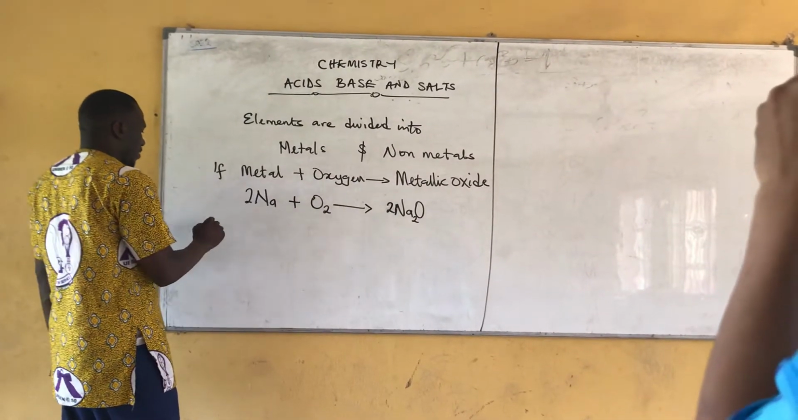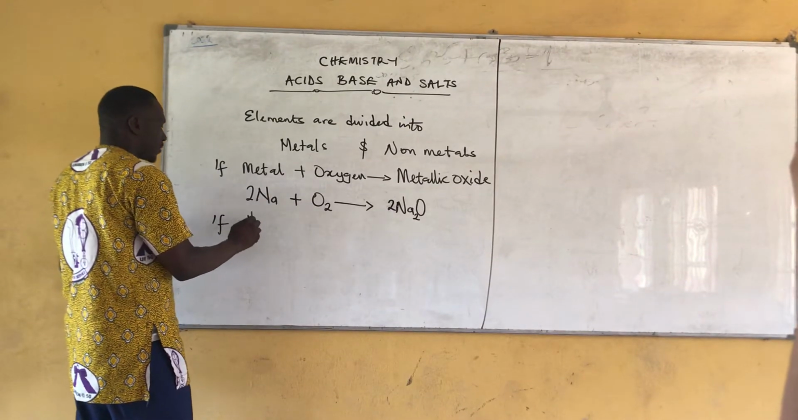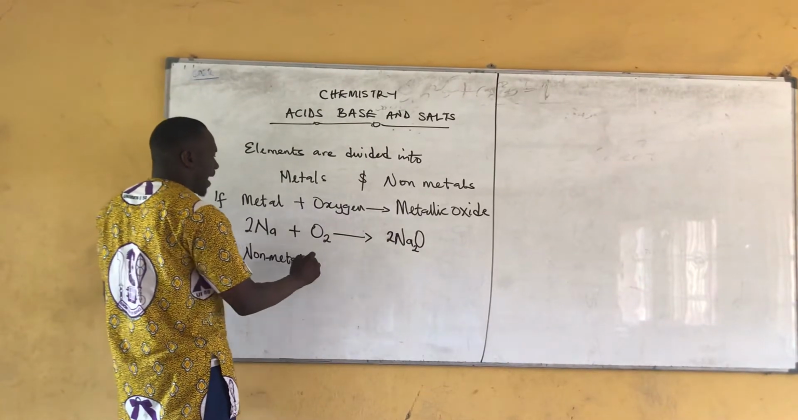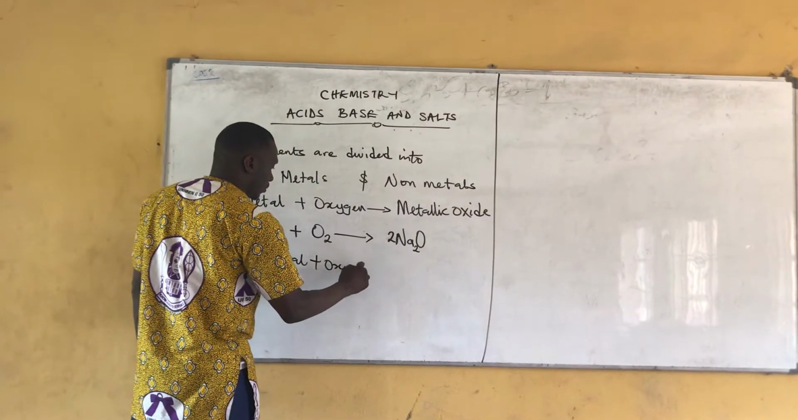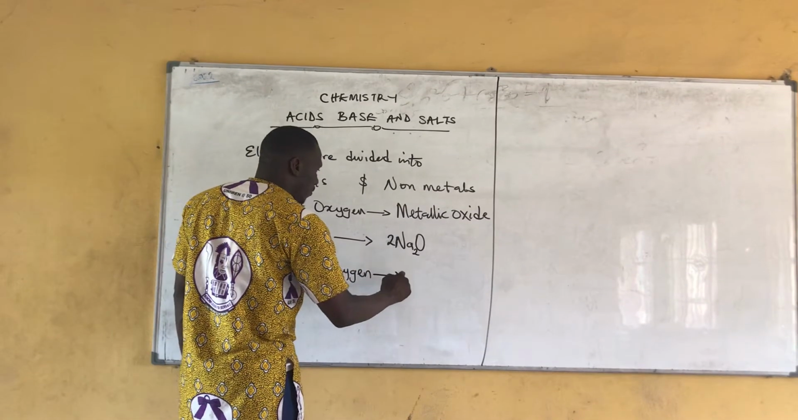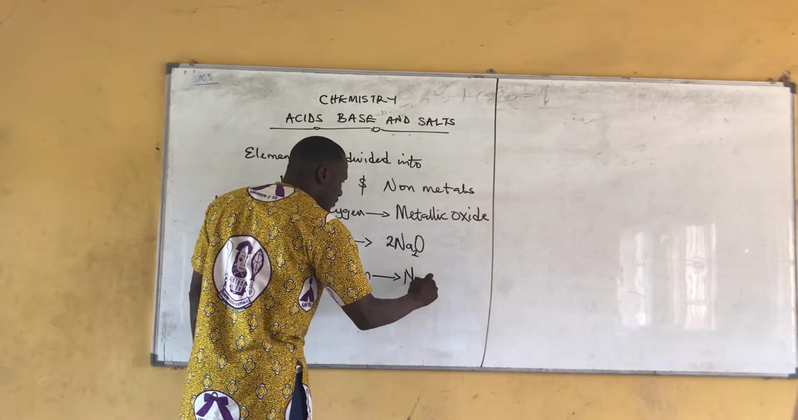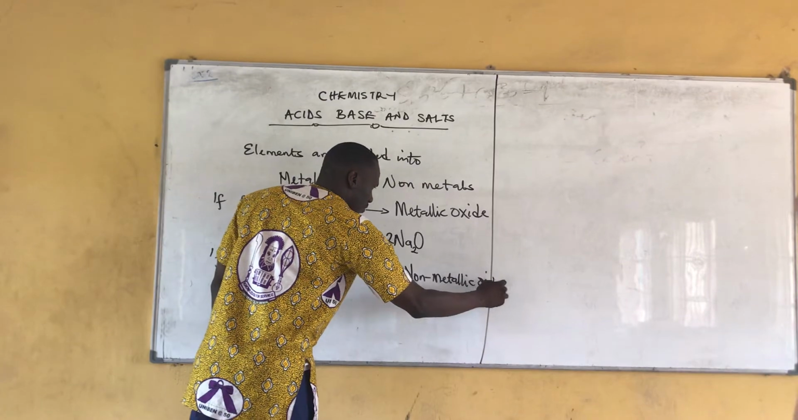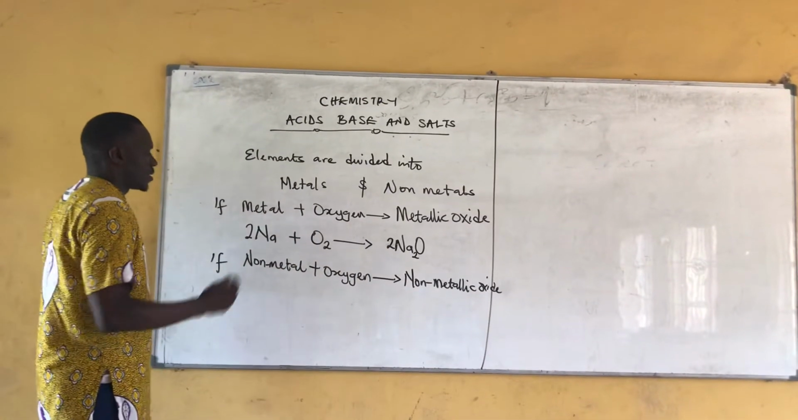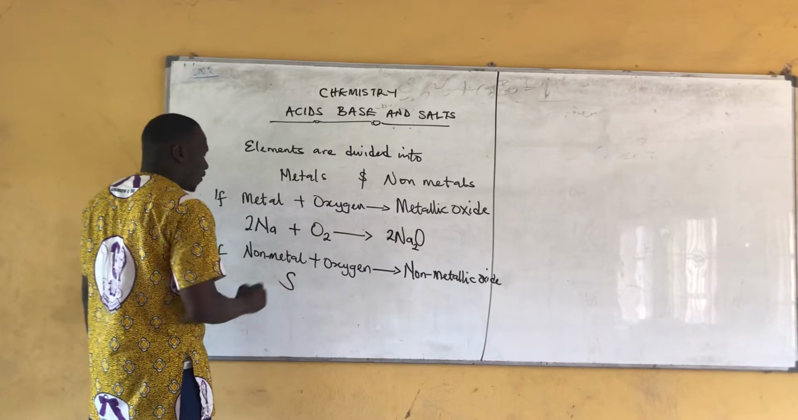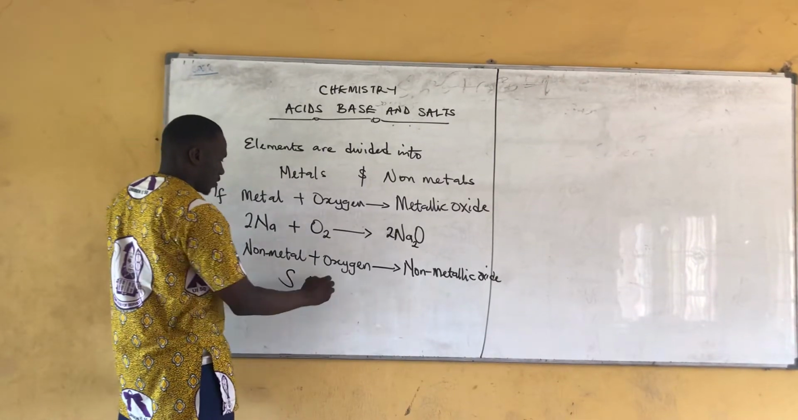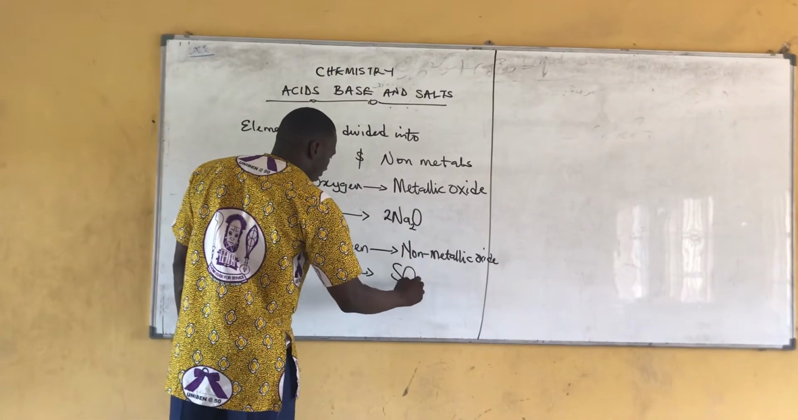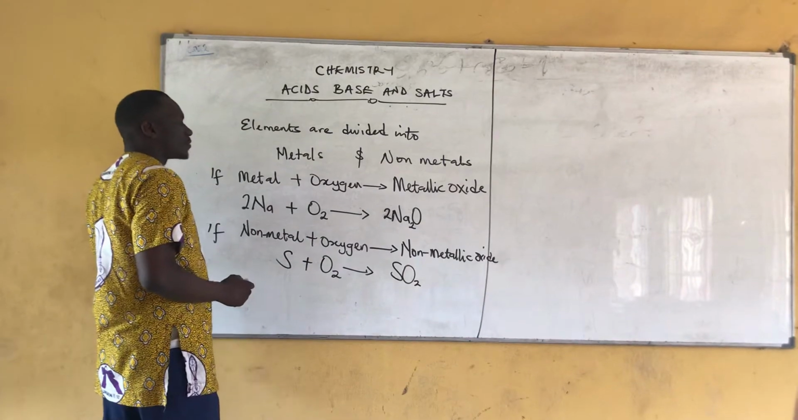Let's also see if a non-metal combines with oxygen, it's going to form a what? Non-metallic oxide. A non-metallic oxide. Example, sulfur plus oxygen to give us SO2, sulfur 4 oxide.